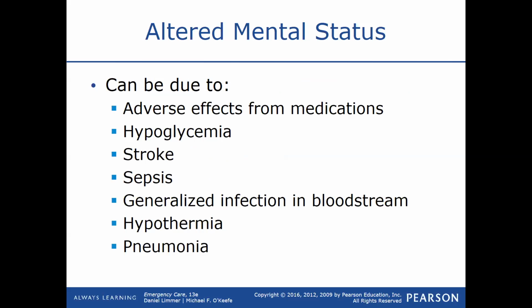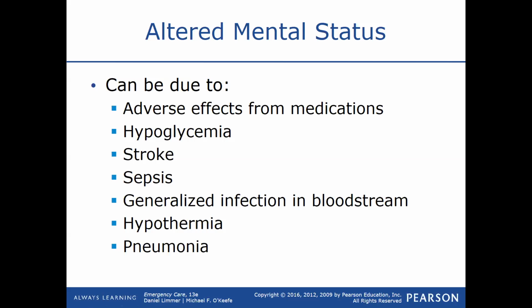Altered mental status. So these are all the reasons why your patient may be mentally altered. Adverse effects from medications, we kind of talked about that. Hypoglycemia means that they have low blood sugar. And again, you need oxygen and glucose to make ATP, right? To keep your body going. Your brain also needs this. So if there's low sugar in the system, your brain is not being fed well enough.